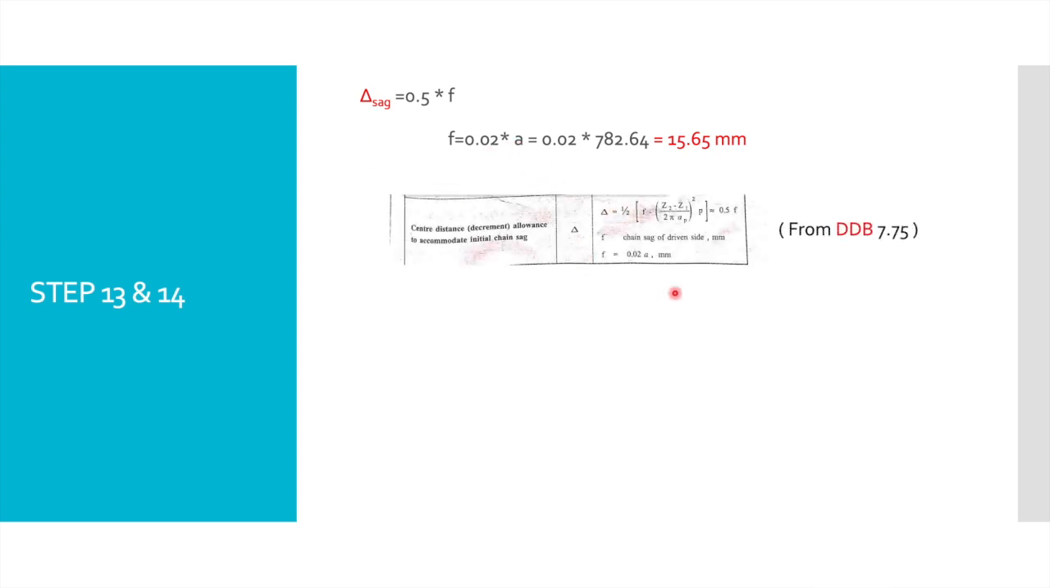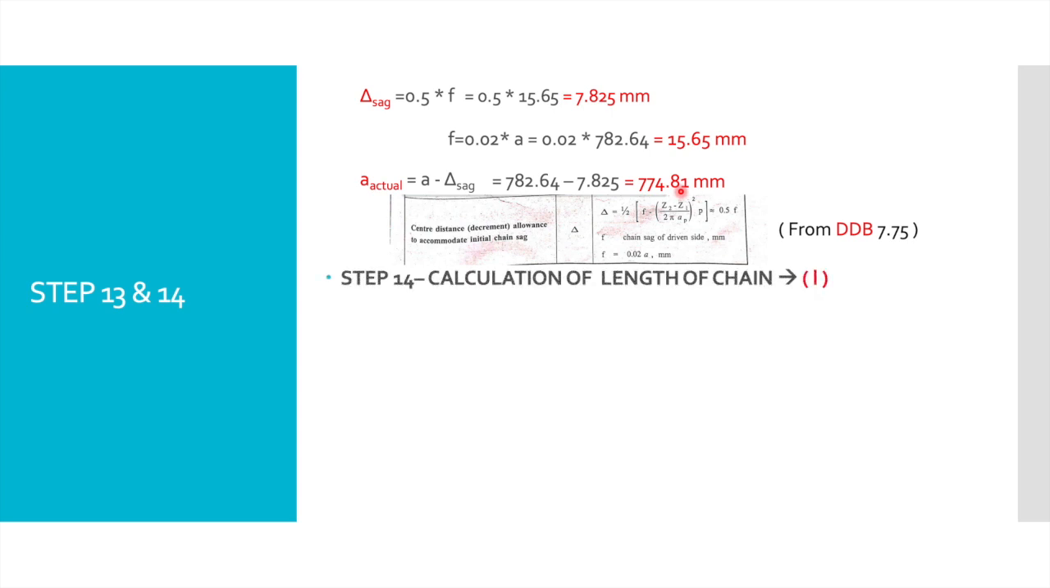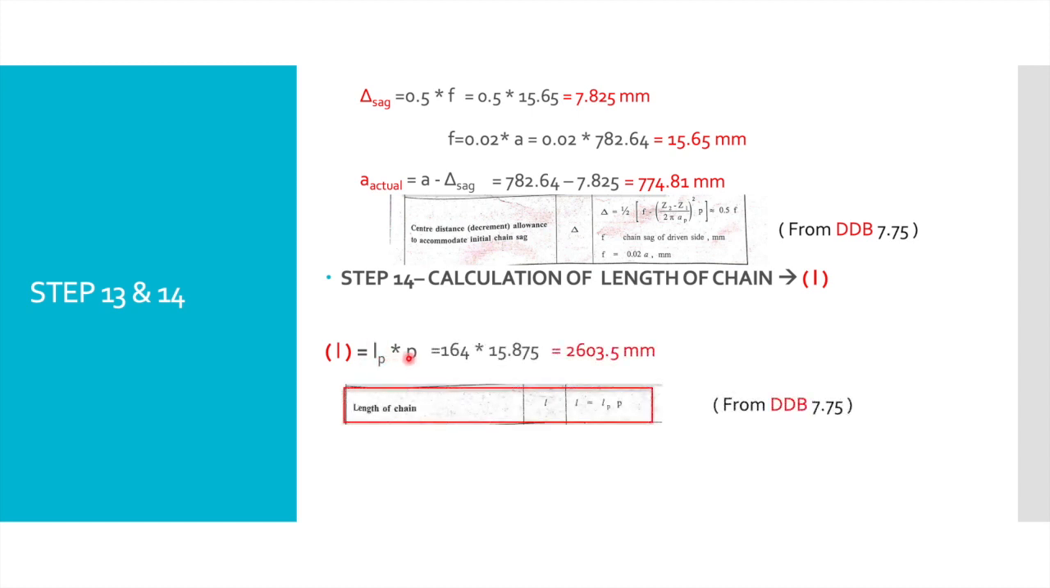Here the chain also has a sagging length, so that has to be calculated. The formula for that is 0.5 into F, and F has another formula, 0.02 into center distance. This is the one from DDB 7.75, and the value calculated is 7.80. So the actual real center distance is A minus A sag, that is 774.81 mm. Then the calculation of the length of the chain: this is continuous length into pitch value, which gives us 2603.5 mm.